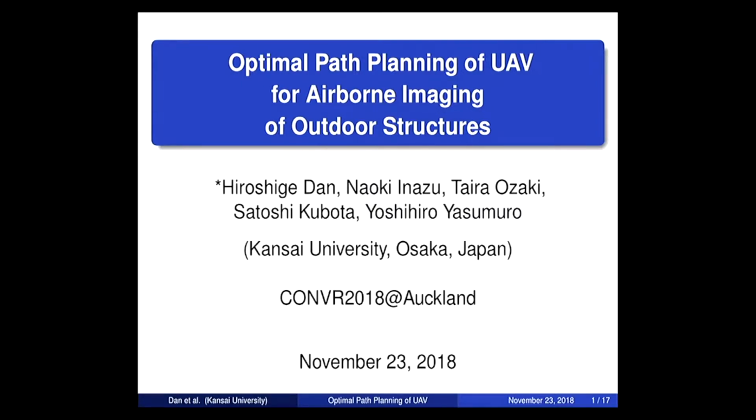Today, I talk about the optimal path planning of UAV for airborne imaging. As you know, UAVs have got much attention recently for inspection at high altitude. So today, I want to propose a method for making an optimal flight path of UAV for airborne imaging of outdoor structures. This research is a joint work with Mr. Naoki Inazu, Professor Taira Ozaki, Professor Satoshi Kubota, and Professor Yoshihiro Yasumuro.